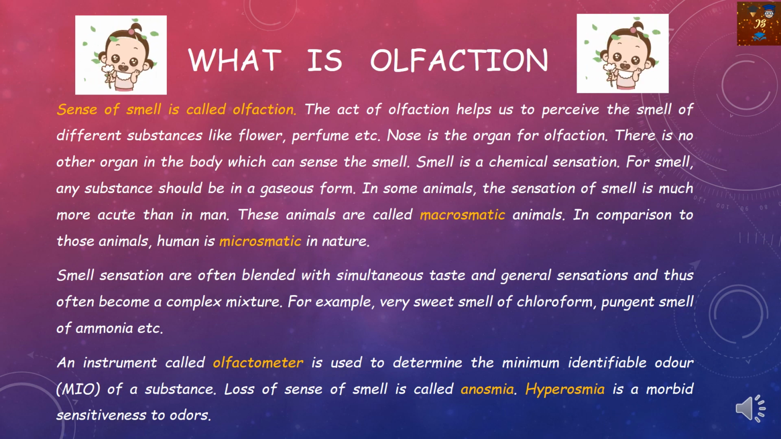Now there is an instrument called an olfactometer, which is used to determine the minimum identifiable odor. If a person has total loss of the smell sensation, it is called anosmia, and hyperosmia is the opposite of anosmia.